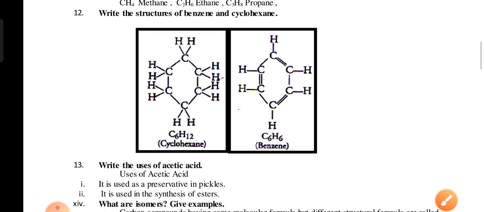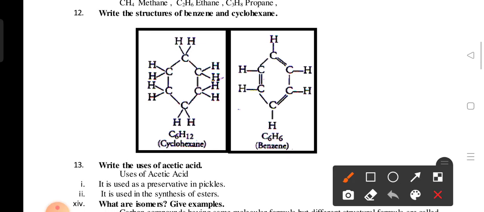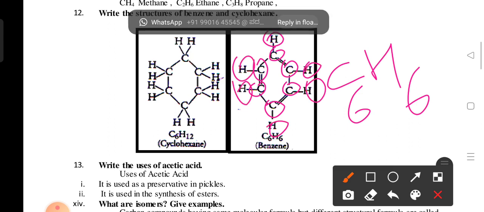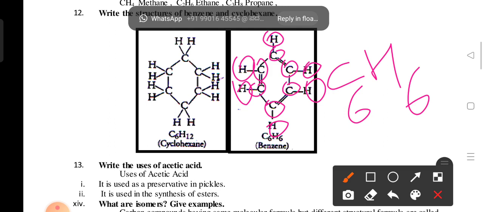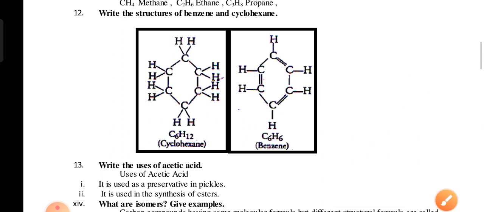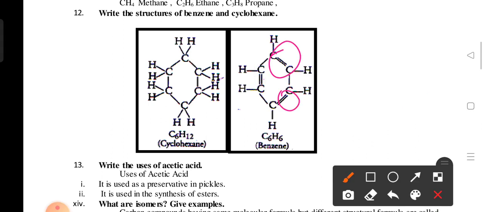Write the structure of benzene and cyclohexane. Very, very important. Write the structure of benzene. How many carbon atoms are there? 6 carbon atoms are there. 6 hydrogen atoms are there. For 6 carbon atoms, we arranged 6 hydrogen atoms. And 3 double bonds are formed to maintain tetravalency. What we did here, alternating double bonds. We can also write the structure of benzene like this.